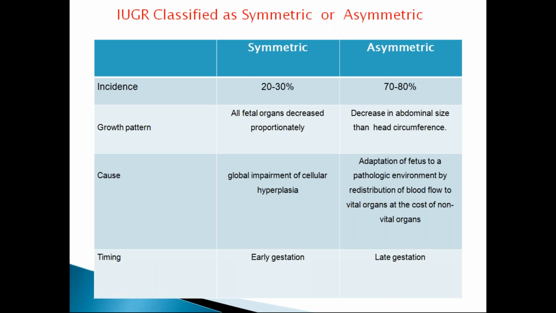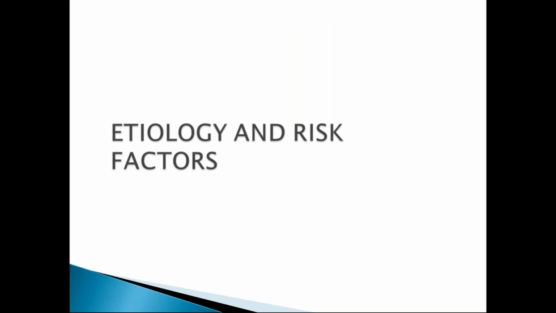Symmetrical is mostly detected in early gestation, and asymmetrical is detected in the later half of the pregnancy. So symmetrical is uniformly or proportionately small. In asymmetrical, both are small, but the head is relatively high. And in between is intermediate.